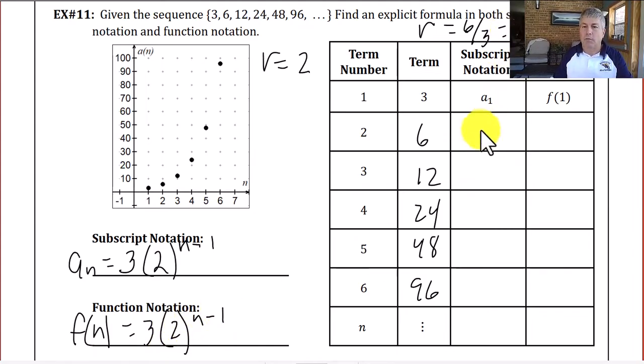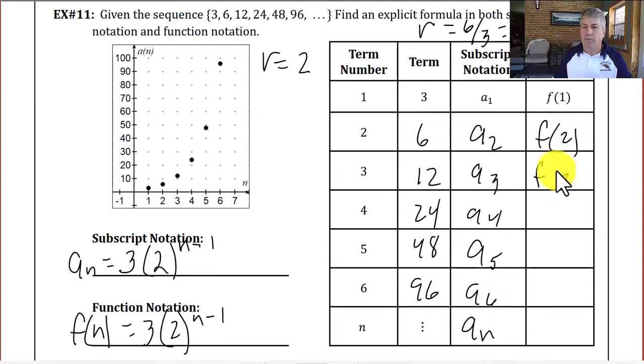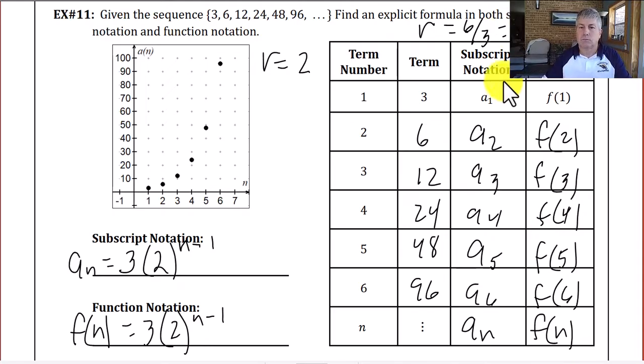Our subscript notation, a_2, 3, 4, finish our table, a_5, a_6, a_n, and our function notation, f(2), f(3), f(4), etc. So there's the completed table for you.